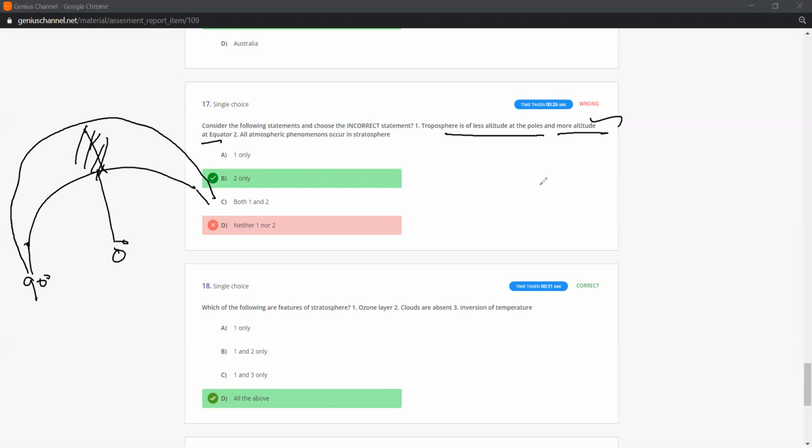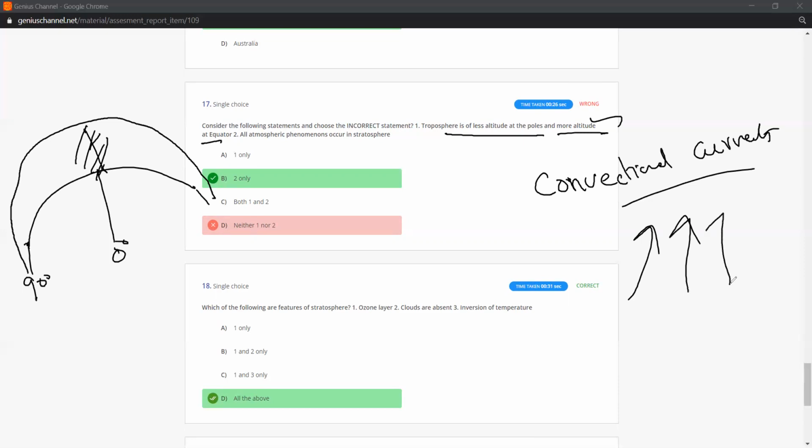This is because of the lot of convectional currents, remember that word. Convectional currents mean a lot of upward movement of the wind. At the equator the troposphere will be of more height, and less at the poles. That is also true. So the first statement is correct.